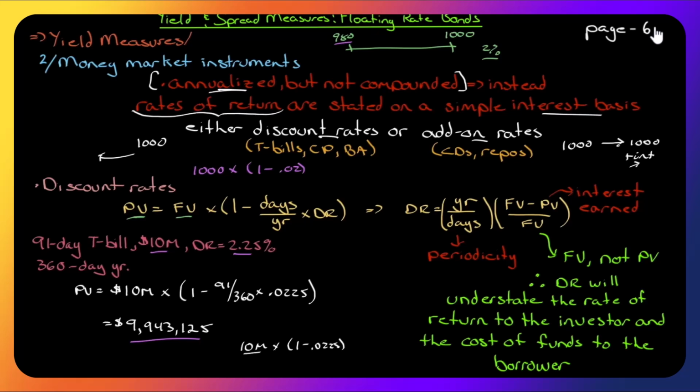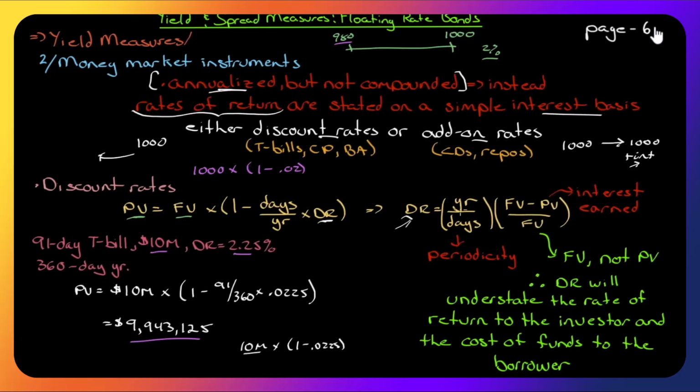Let's say that we want to solve just for the discount rate. So we know how to use this particular formula. If we want to solve just for the discount rate, all we have to do is multiply through, use algebra, solve, and isolate DR. You'll get this over here. You'll get years over days multiplied by future value minus present value over future value.